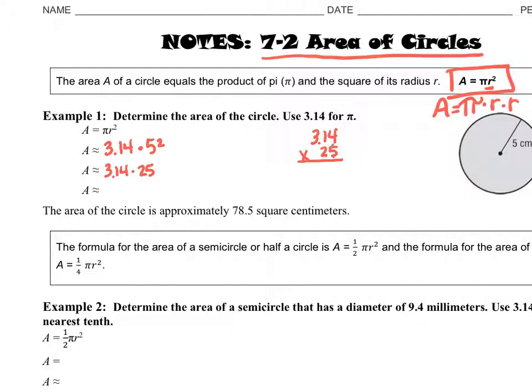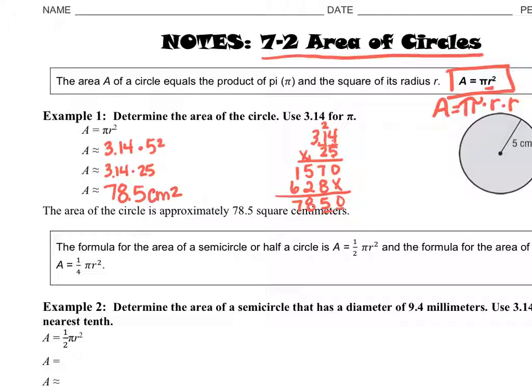So we would do 5 times 4 is 20. 5 times 1 plus 2 is 7. 5 times 3 is 15. 2 times 4 is 8. 2 times 1 is 2. 2 times 3 is 6. One, two, 1, 2 decimal places. We should get 78.5. Okay? And since it's in centimeters, here's where it's going to be centimeters squared.